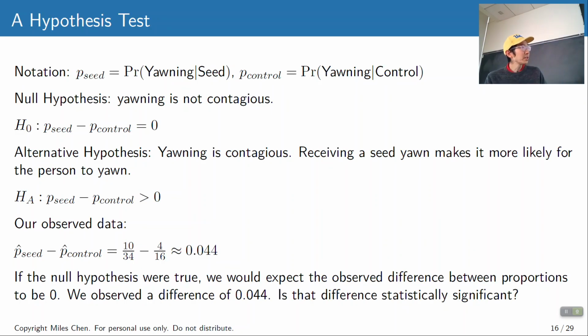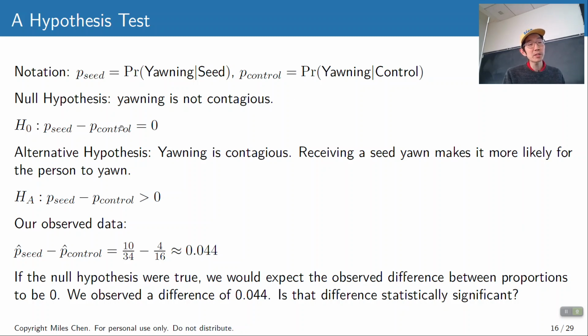As far as setting up our hypothesis test, it looks very similar to the 2-proportion hypothesis test. The only difference is that we're not going to use the central limit theorem. We're going to use the computer's ability to generate randomization. So we have 2 proportions: the seed group and the control group, or the treatment group and the control group. We're asking what proportion of people yawned given they were in the seed group versus what proportion yawned given they were in the control group.